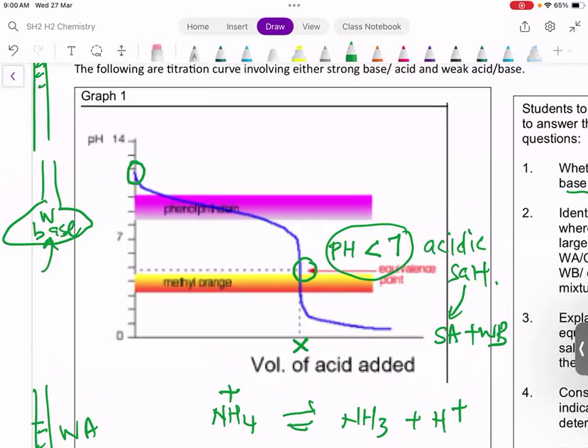I thought you all have done your discussion. Graph number 1. Hello. Where is your buffer? Before X or after X?